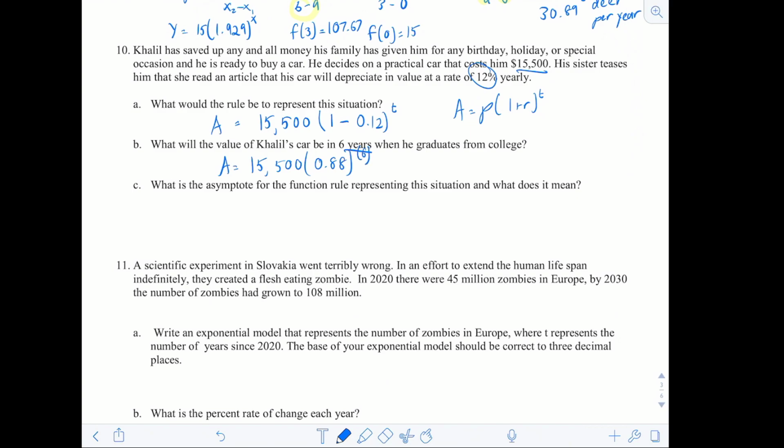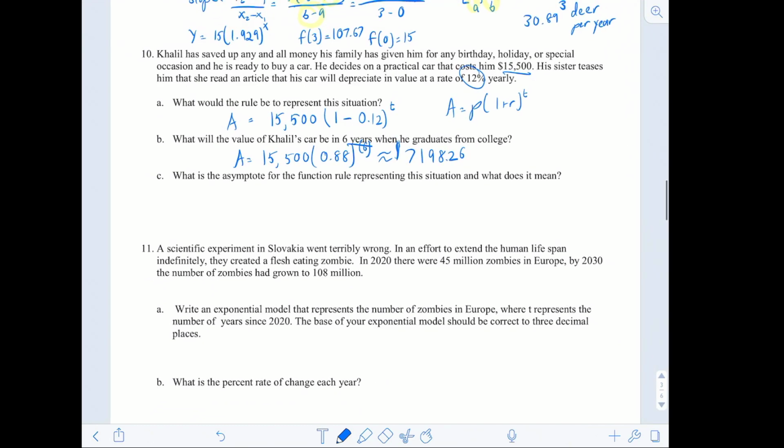Then just type into your calculator 15500 parentheses 0.88 raised to the 6th power. And that's going to roughly give you $7,198.26. And since we're dealing with money, we want to round to the nearest cent.